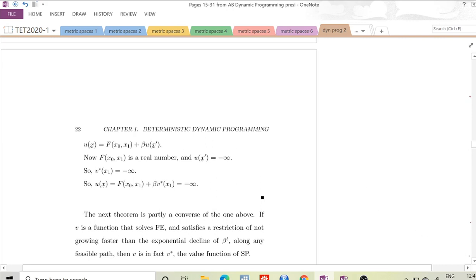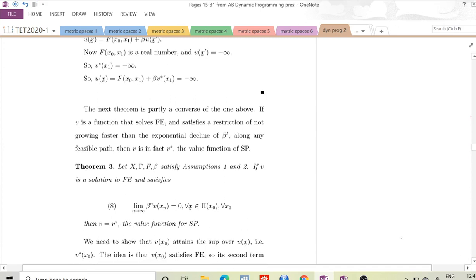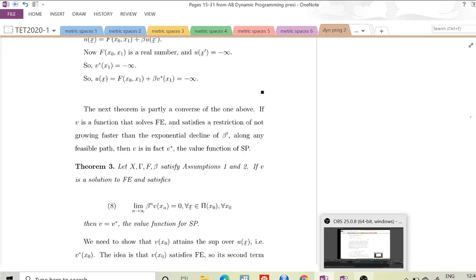So now I think there's a time constraint here because I'm operating from home. So what I'll do is I'll return to theorem 3 after a break.